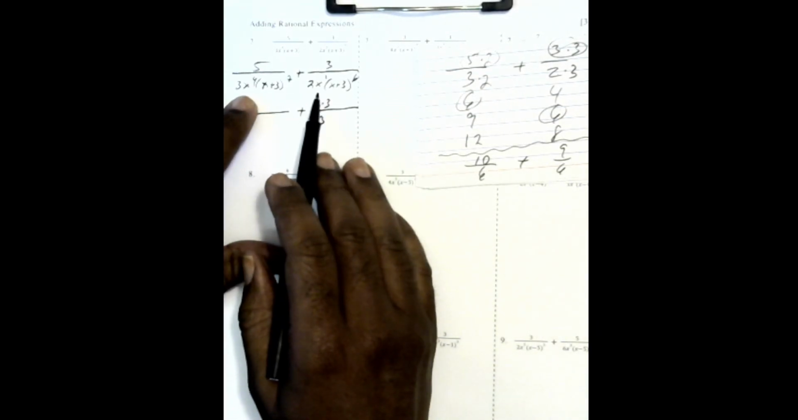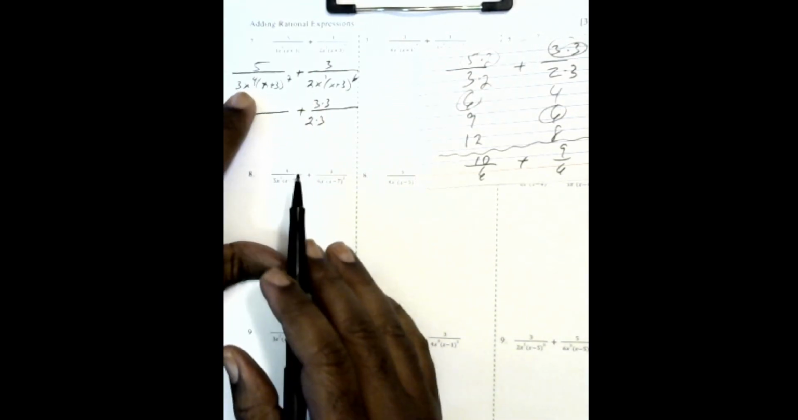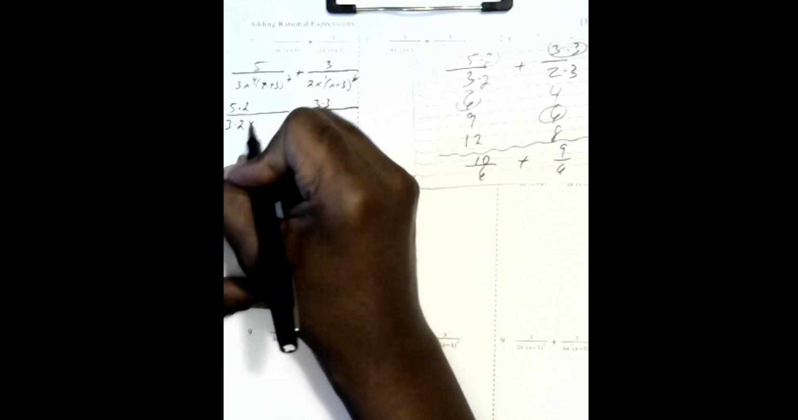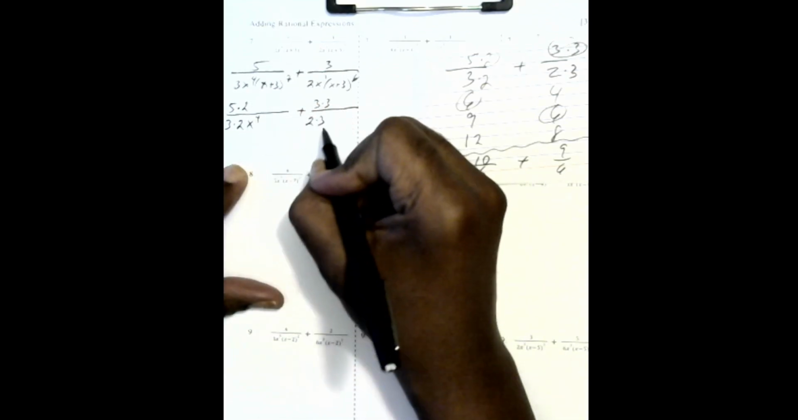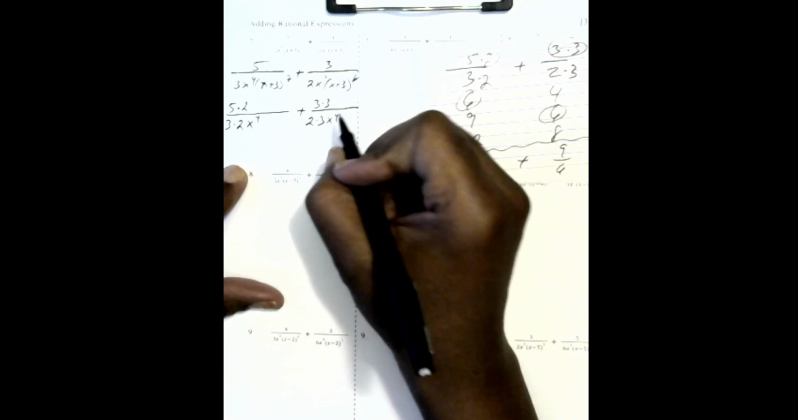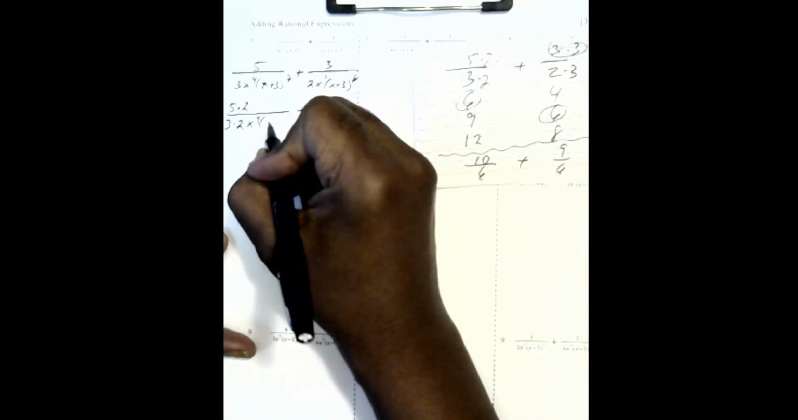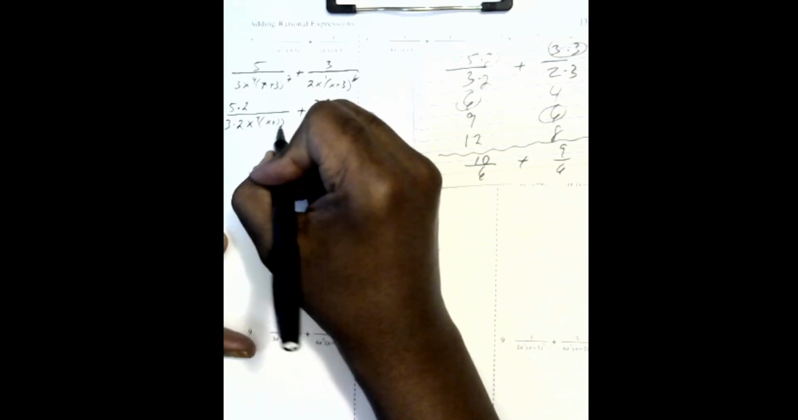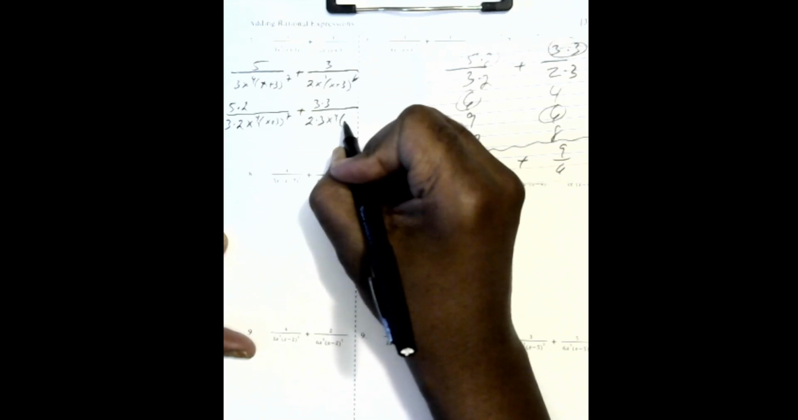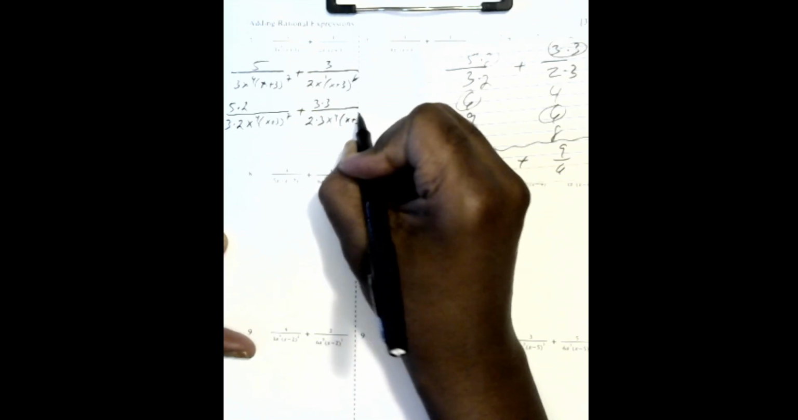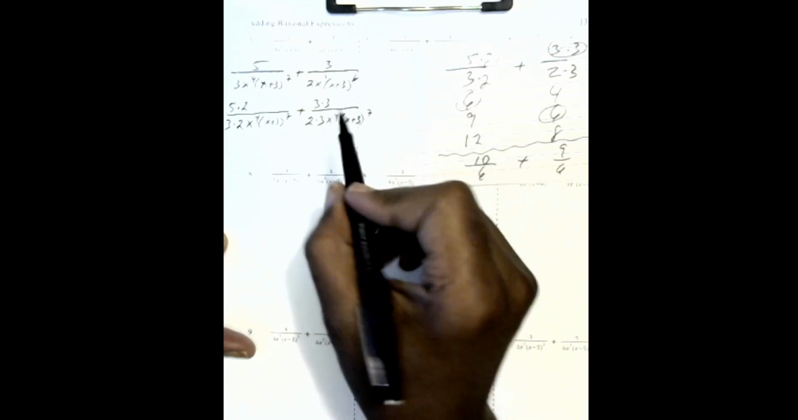Furthermore, we have x to the 4th here, x to the 2nd here. The x to the 4th is the LCD, least common denominator, so x to the 4th and x to the 4th. And finally, you have an x plus 3 to the 7th and an x plus 3 to the 6th. The highest power will be your least common denominator. So x plus 3 to the 7th here, and then parentheses x plus 3 to the 7th power here.